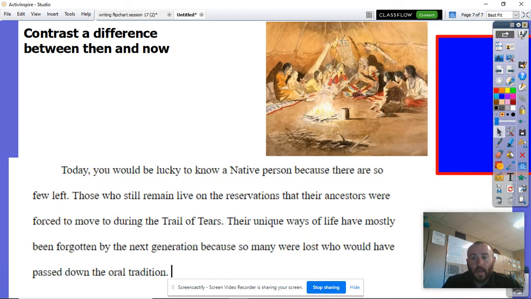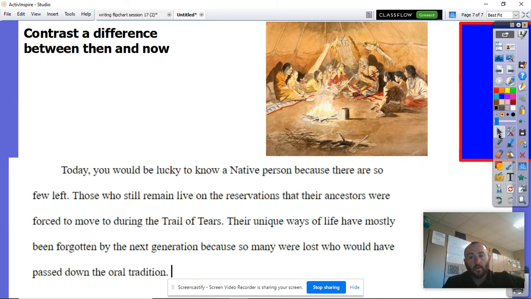So that's what I'm going to contrast about how there used to be a lot of Native Americans flourishing. That means like living well, and now there's not. They're just pretty much all gone. So here's how I could start my introduction with this spin. Today you would be lucky to know a Native person because there are so few left.